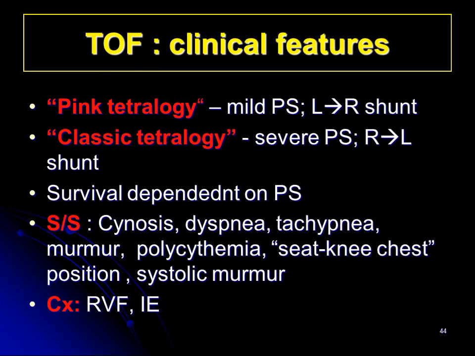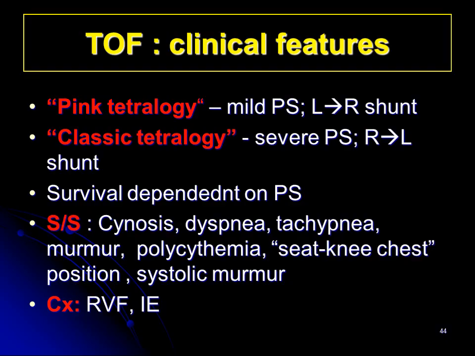The clinical features and survival of tetralogy of Fallot depend on the severity of the subpulmonic stenosis. If the subpulmonic stenosis is mild, the abnormality resembles an isolated ventricular septal defect, and the shunt may be a left to right shunt without cyanosis. This is called the pink tetralogy. With a more severe pulmonary stenosis and right ventricular outflow tract obstruction, right-sided pressures approach or exceed left-sided pressures, and right-to-left shunting develops, producing cyanosis. And this is what we see in classic tetralogy of Fallot.